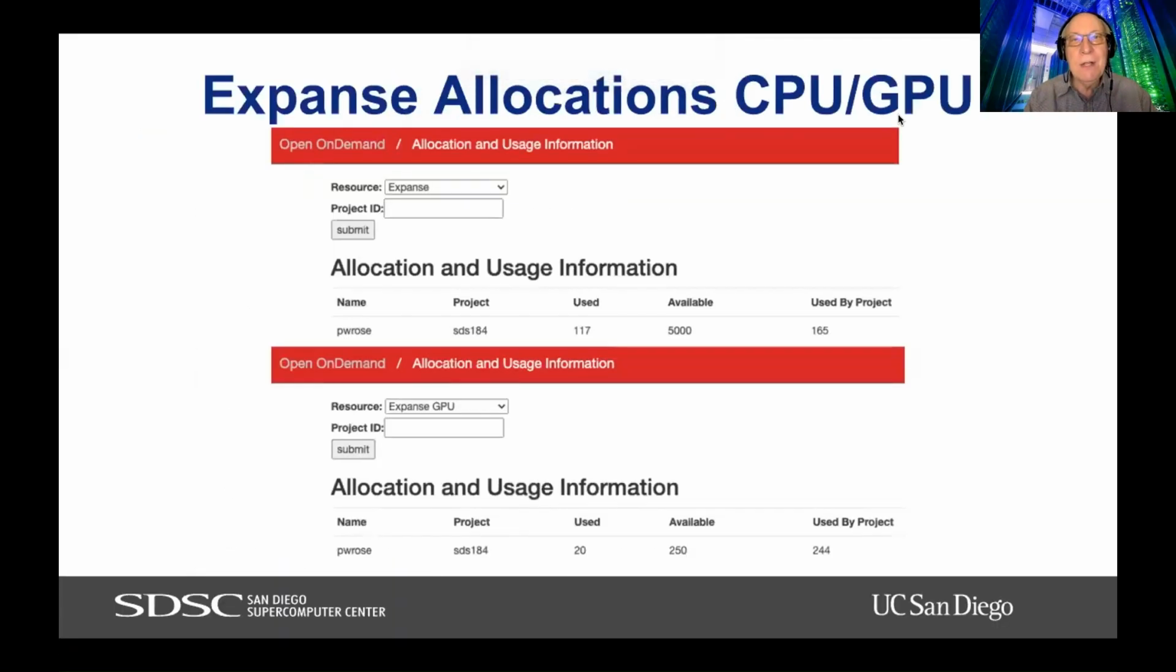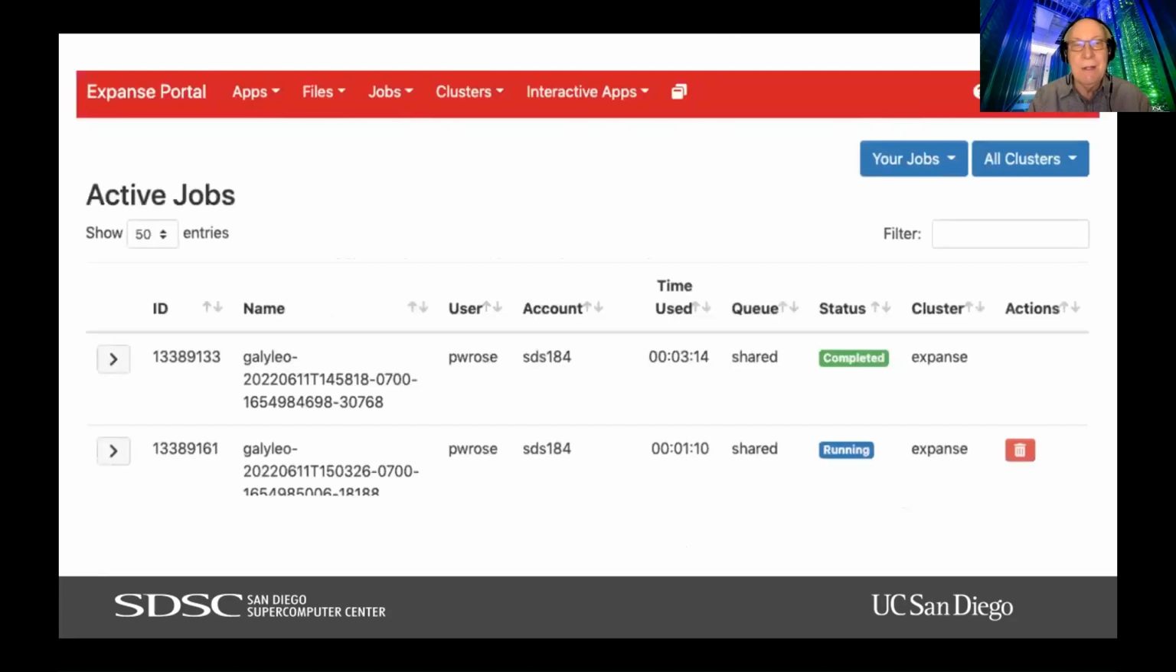And that's what I just showed you, looking for the CPU and GPU allocations, checking your job. So here's an example. Here you see this job was just completed. This job has been running for 1 minute. And this is also a way to cancel any jobs. You can just click this delete icon to cancel any jobs.